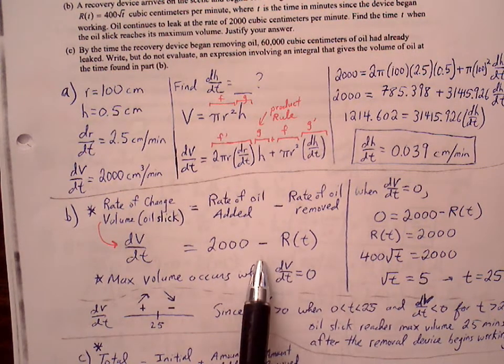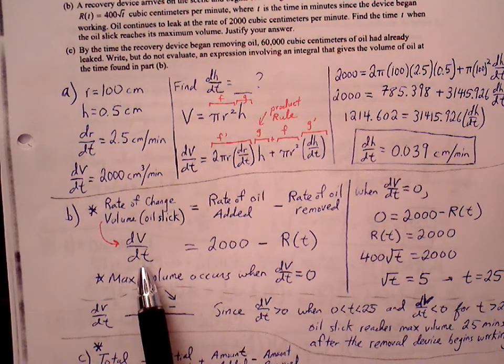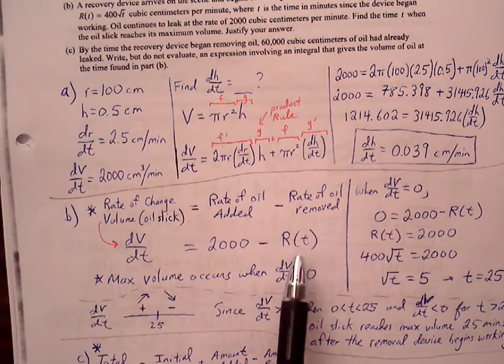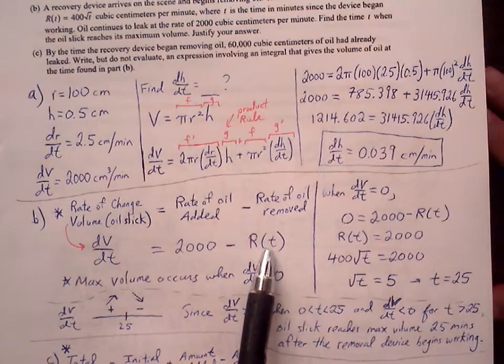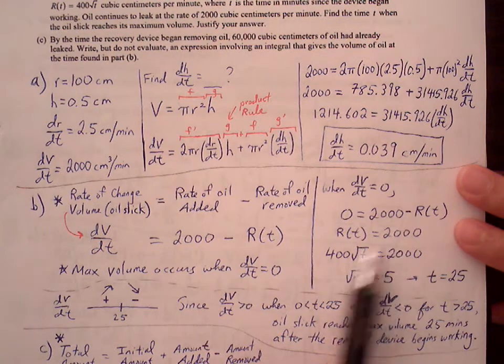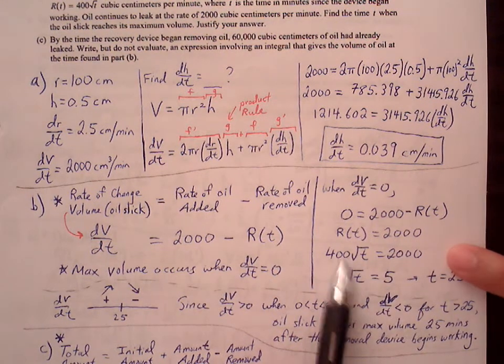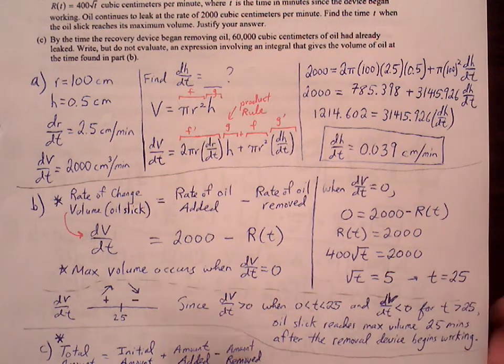Then we know the maximum volume is going to occur whenever this rate is equal to 0. So we can set dV/dt equal to 0, and then we can solve for t. We can replace R(t) with 400 square root of t, and then we can solve for t. So divide by 400, square both sides, we get t equals 25.